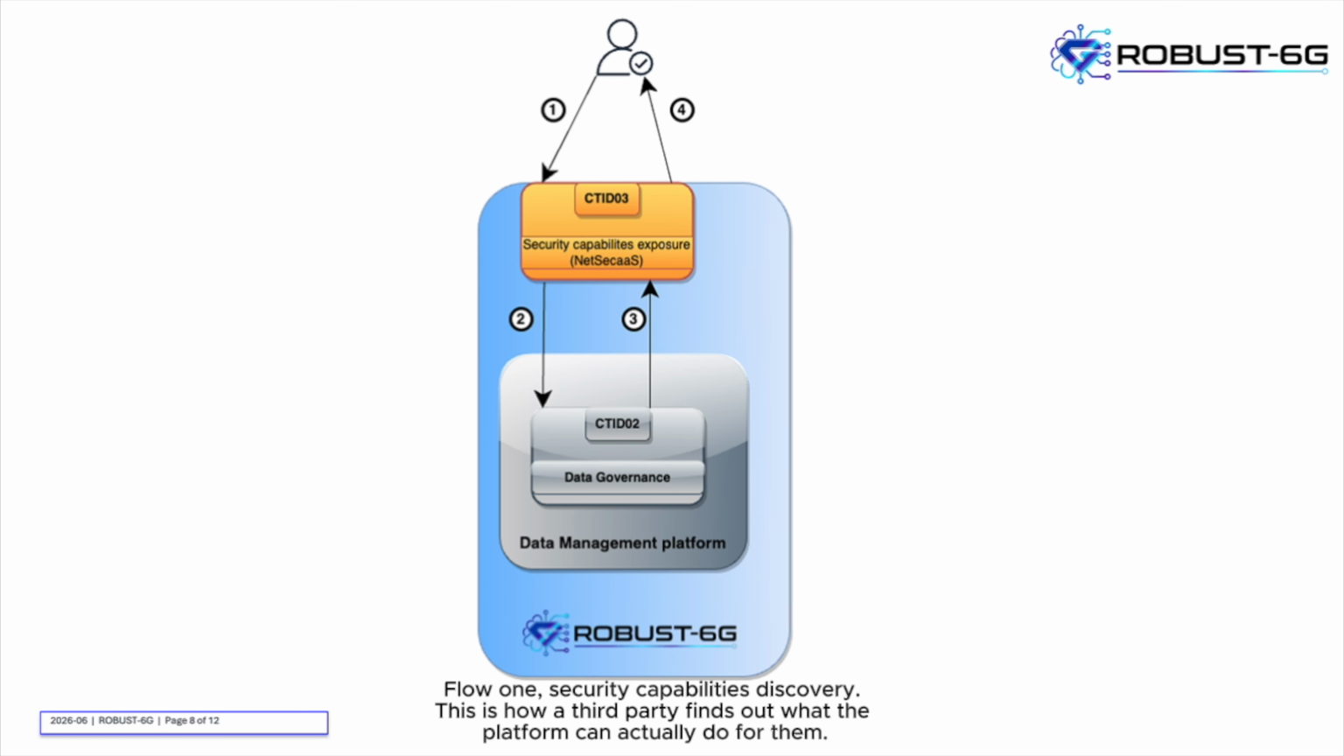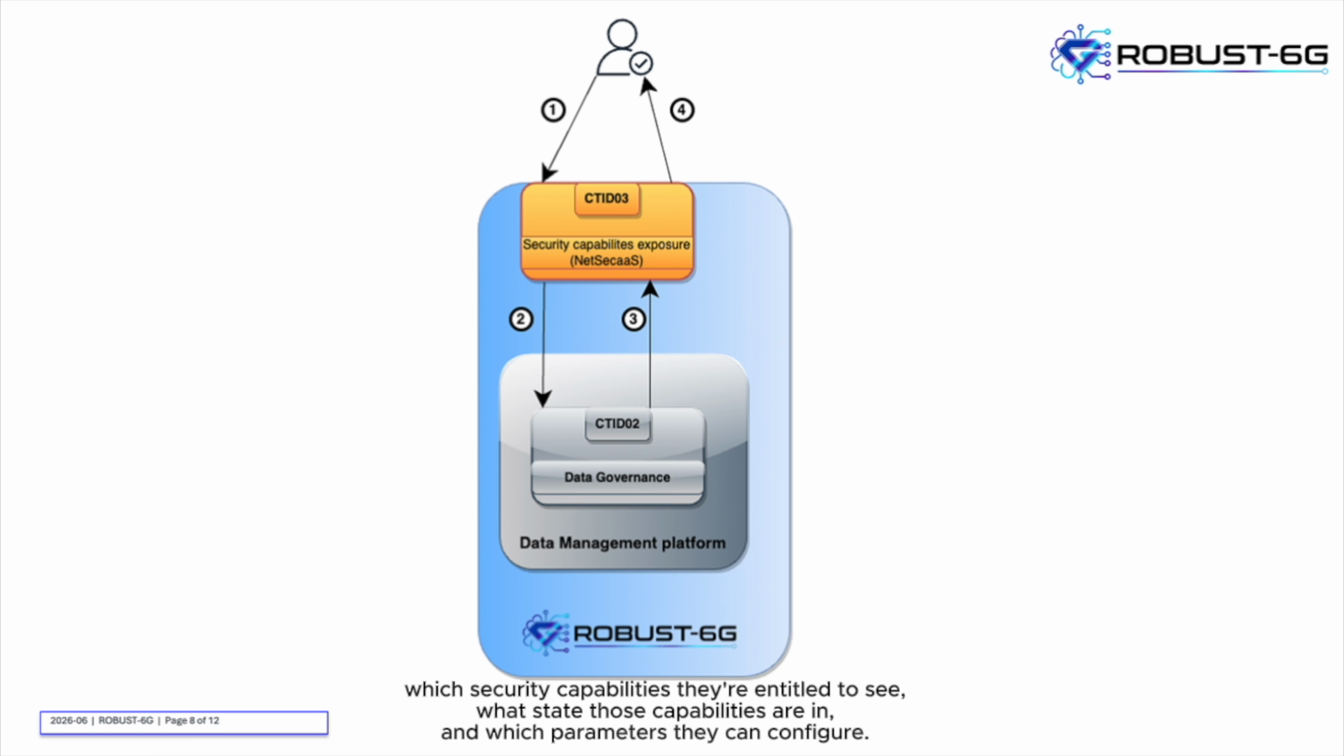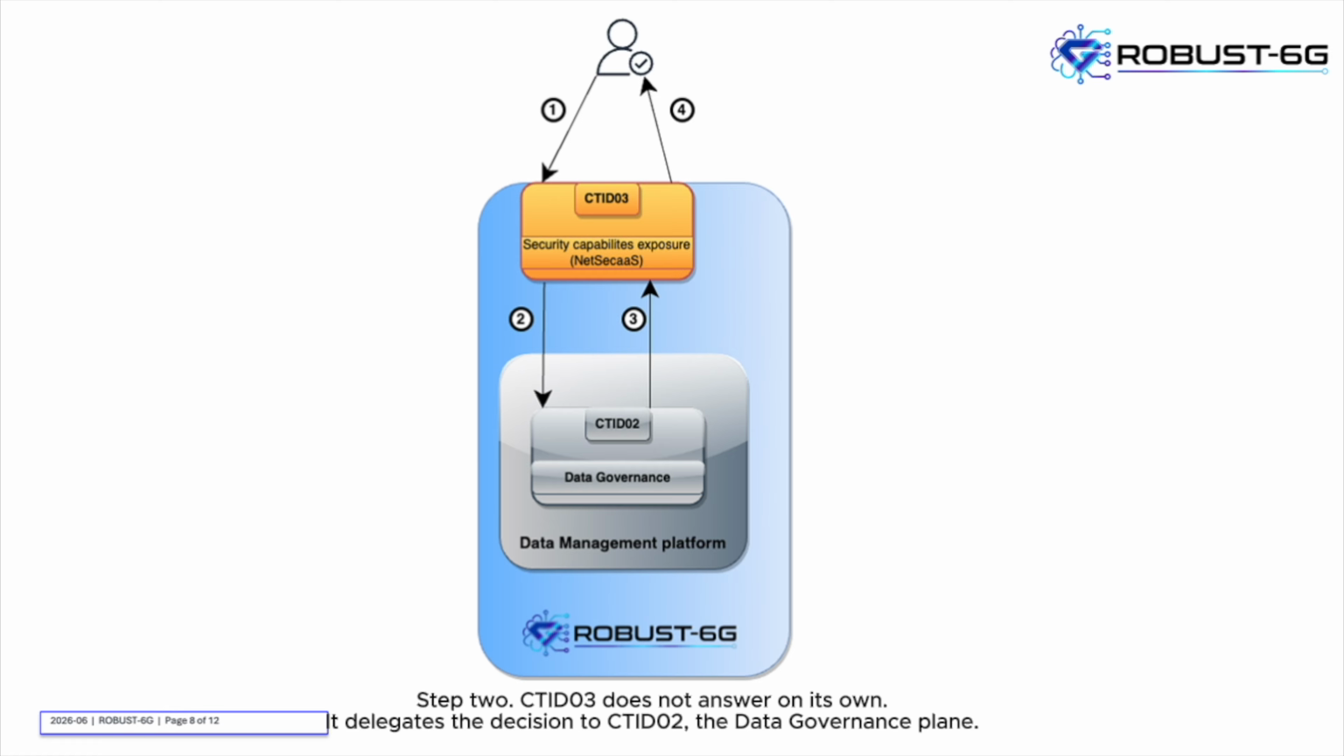Flow 1. Security capabilities discovery. This is how a third party finds out what the platform can actually do for them. Step 1. A third-party consumer sends a request to CTIDO3, the NetSecaaS gateway. They're asking, in CAMARA-style terms, which security capabilities they're entitled to see, what state those capabilities are in, and which parameters they can configure.